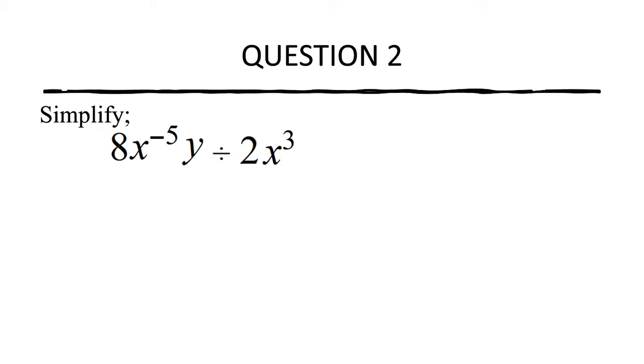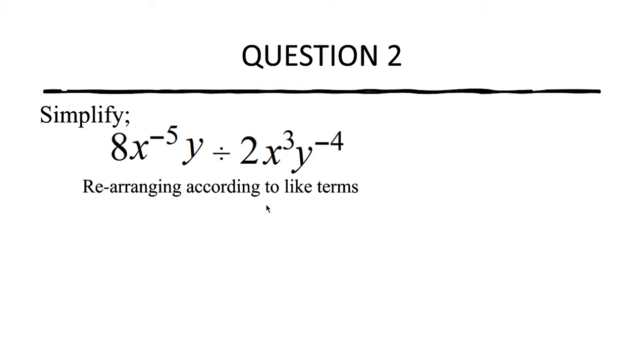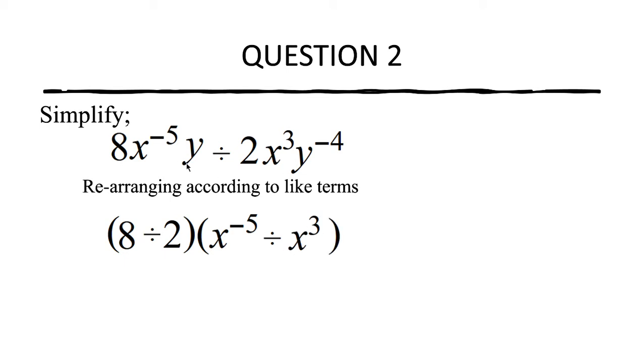Now let's look at question number 2. It says 8x^-5y divided by 2x^3y^-4. The first thing we do again is to rearrange according to like terms. So it's 8 divided by 2. Then I take out the x, divide by x^3. Then the y, divide by y^-4.